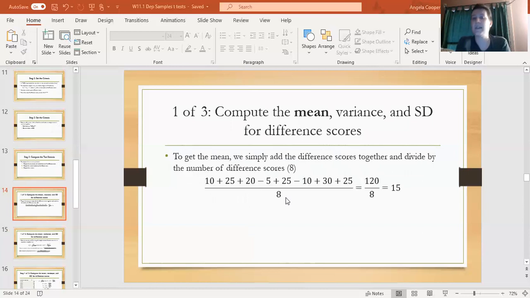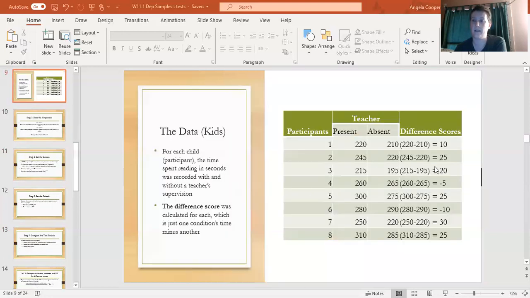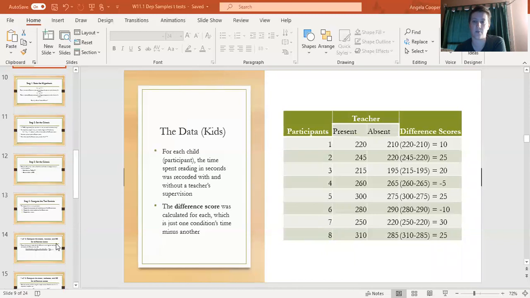Okay. So these scores I have here, 10, 25, 20, -5, 25, -10, 30, and 25, are the difference scores from before. That is when we took the length of time in seconds that the students spent reading with the teacher present minus the teacher absent from the room. Just to refresh your memory, we had 10, 25, 20, -5 down the line. We have that same thing for this particular problem.